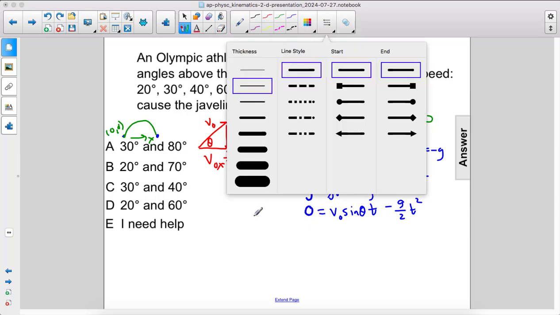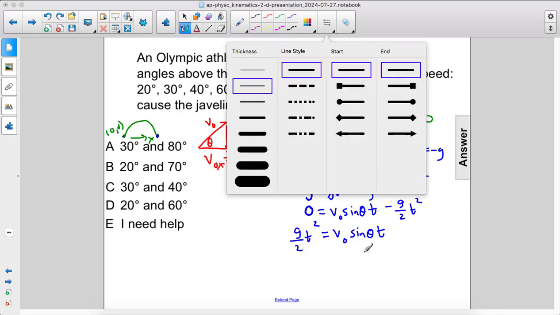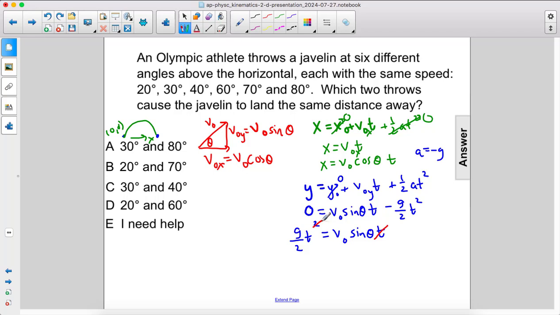Okay. So now we can actually go ahead and solve this for t. So I'm going to move this piece to the other side. So add it to both sides. Okay, I'm going to cancel out 1 t from both sides. And then I'm going to rearrange. So I'm going to multiply both sides by 2 over g to get rid of it from the left side. And we get t equals 2 v naught sine theta over g. Okay, so that's the air time.